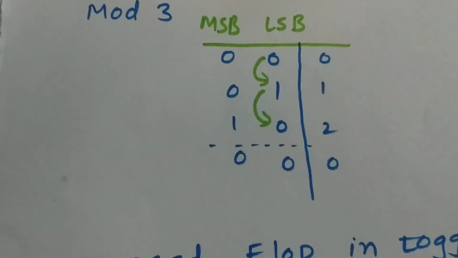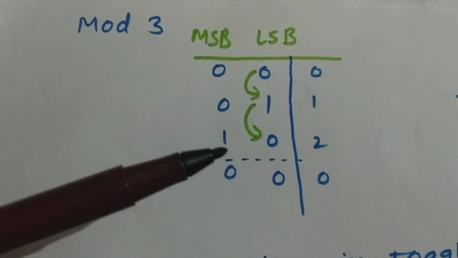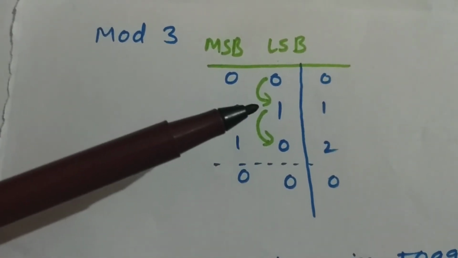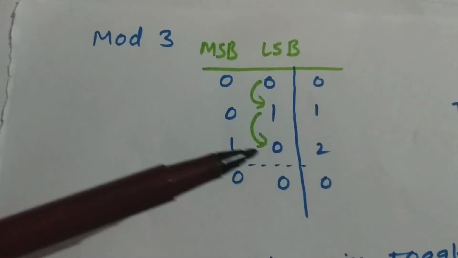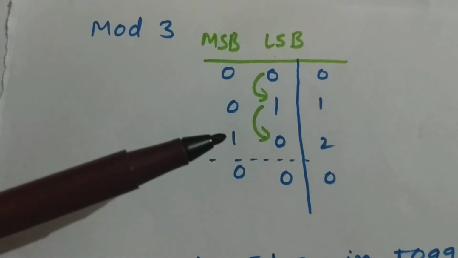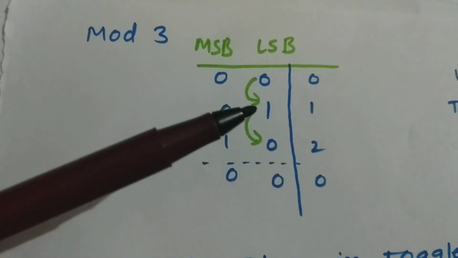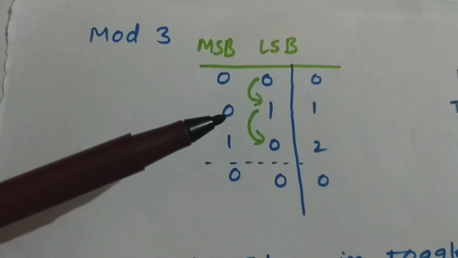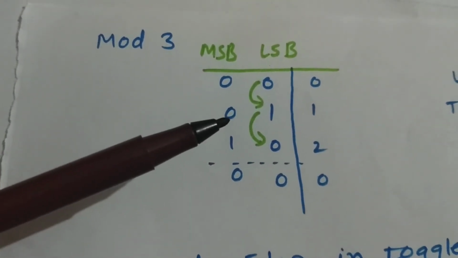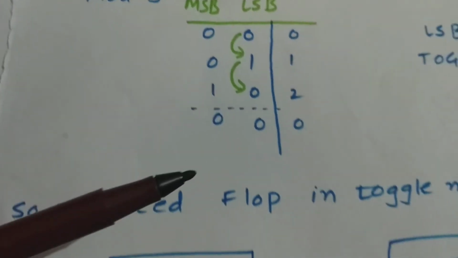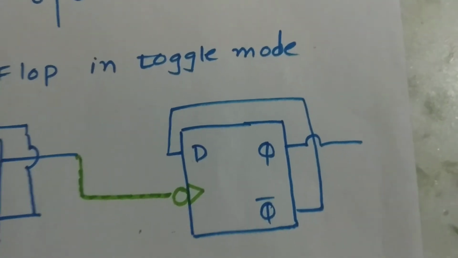And one more thing you can observe from this, I think you need to observe this: when it is toggling from 1 to 0, the MSB bit is also toggling. As you can see, the MSB bit is toggling based upon the LSB bit. So whenever the LSB bit is changing from 1 to 0, the MSB bit is also toggling. As you can see there, it is toggling from 0 to 1. Okay, this point is crucial. So the MSB bit is also toggling.